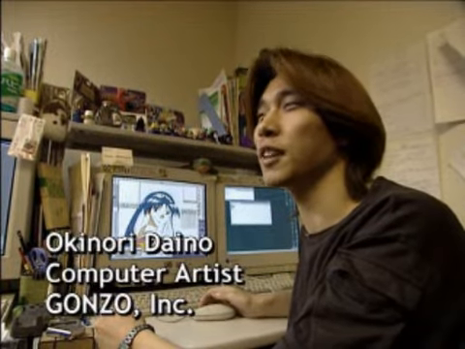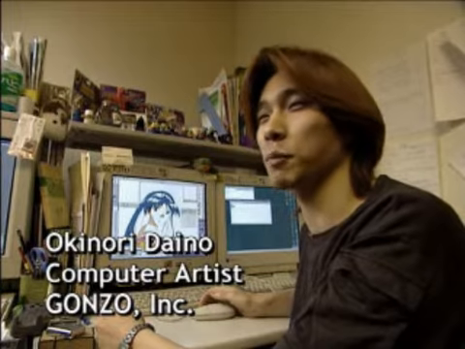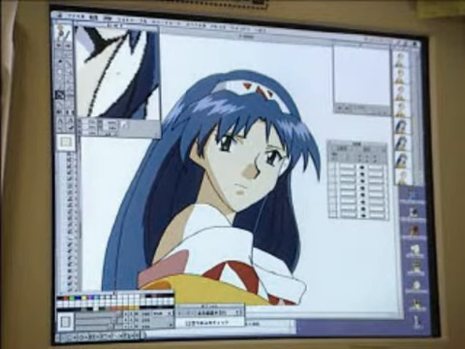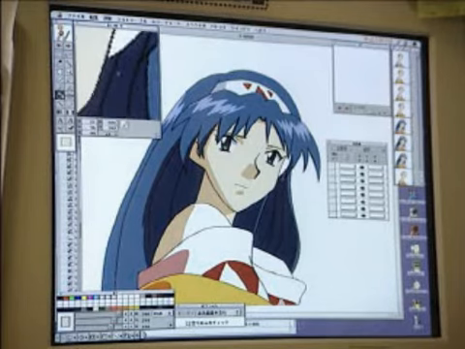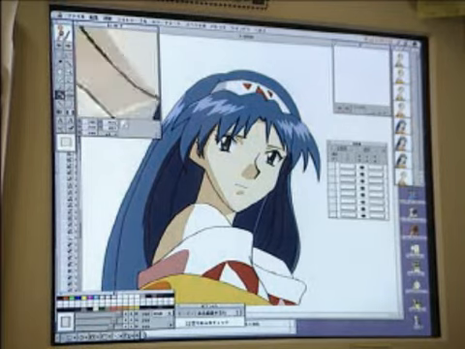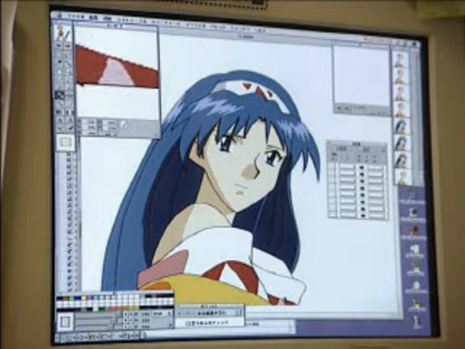First, we create the drawing based on the original artistic rendering. We then use the computer to paint the color into the drawing. This is called Paintman. Like this, we paint by hand, many sheets, one by one.